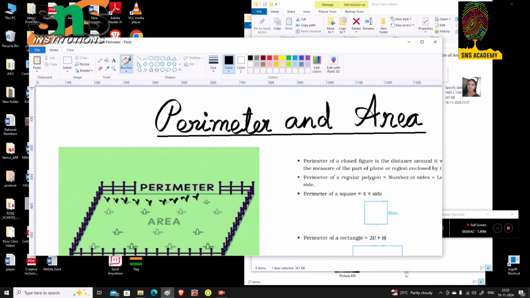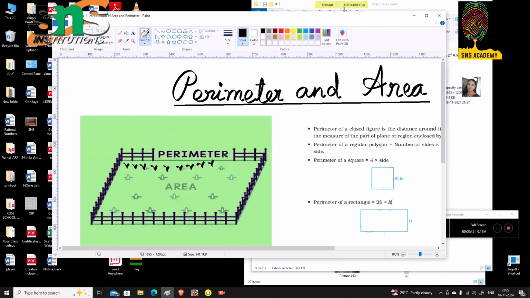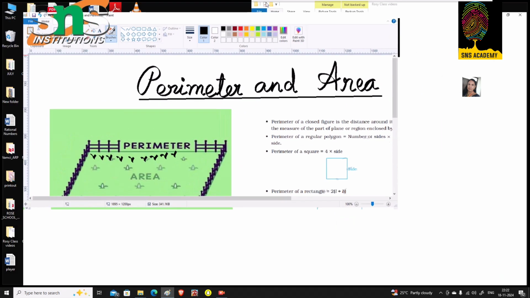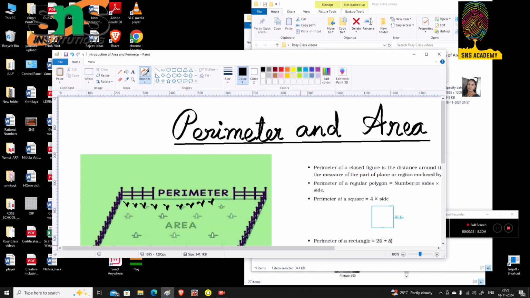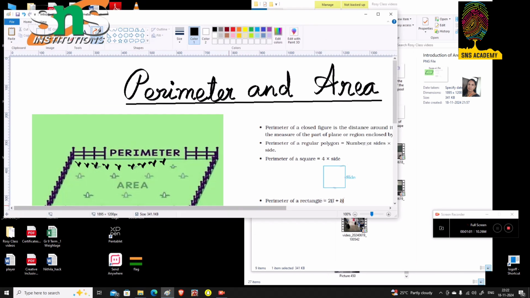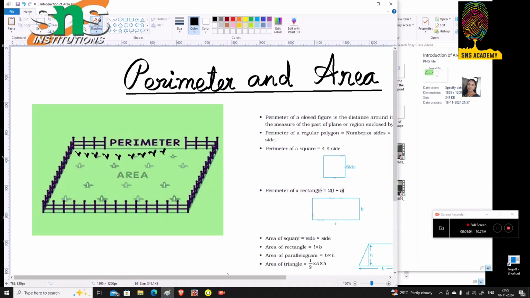Suppose he wants to put the fencing for the field to protect the field from the animals. So putting fencing for the field is known as perimeter. So when we are talking about the boundary of the given polygon or field, we are calling it the perimeter. So fencing means perimeter, and cleaning or cultivating or painting, everything comes under the area.